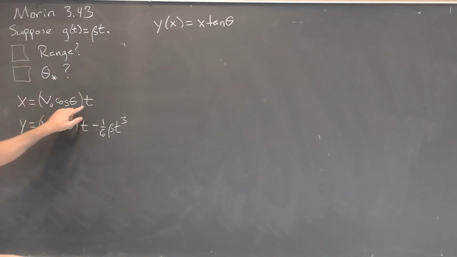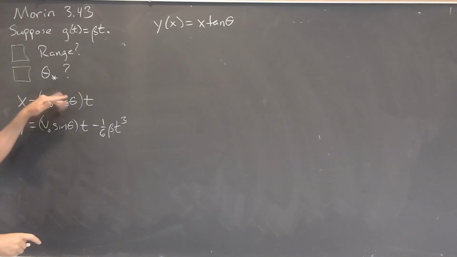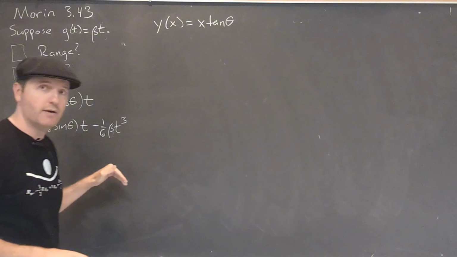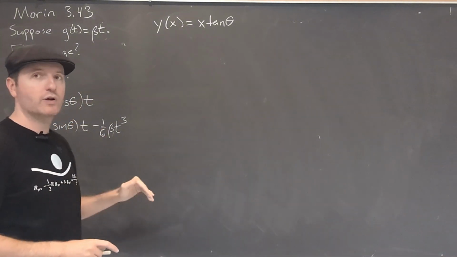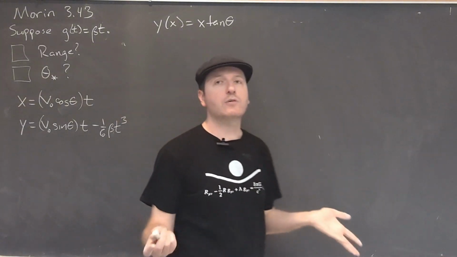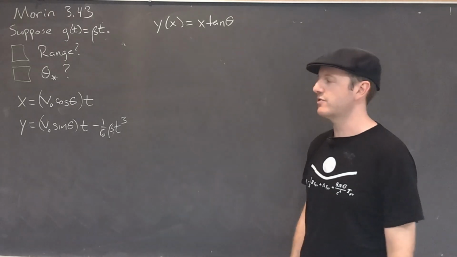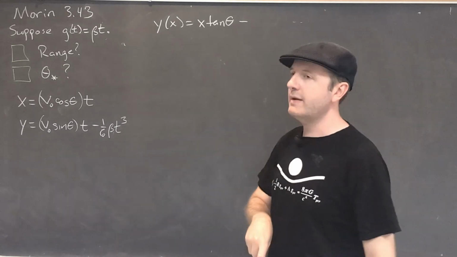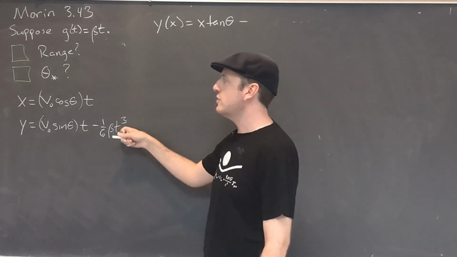Notice that the first term here, when I do t, is x over v naught cosine theta. When I plug it in here, the v naughts will cancel out, and I'll end up with sine theta over cosine theta, which is tangent. That term has always been there, even in the old trajectory equation. The new bit is this second term. It's still going to be negative, but now I have a cubic.